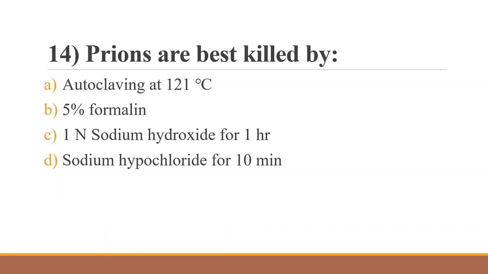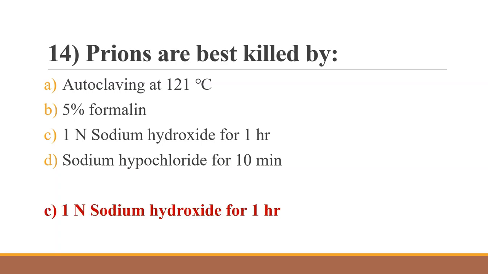Then next question. Prions are best killed by option A, autoclaving at 121 degree Celsius. Option B, 5% formalin. Option C, 1 normal sodium hydroxide for 1 hour. Option D, sodium hypochlorite for 10 minutes. Answer is option C, 1 normal sodium hydroxide for 1 hour.